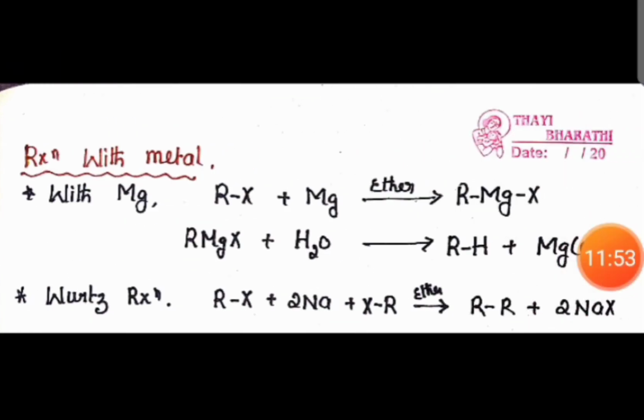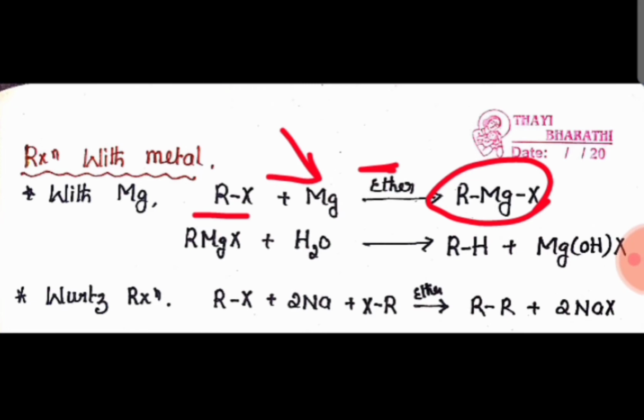Now when alkyl halides react with a metal like magnesium in the presence of ether, they generate Grignard reagents. RMgX is the Grignard reagent. When this Grignard reagent reacts with water, when it undergoes hydrolysis, it forms the alkane RH and a water molecule, and we will get one basic magnesium halide, MgOHX.